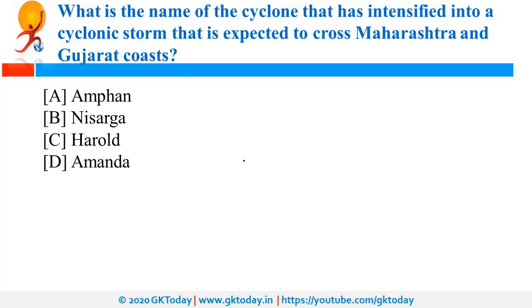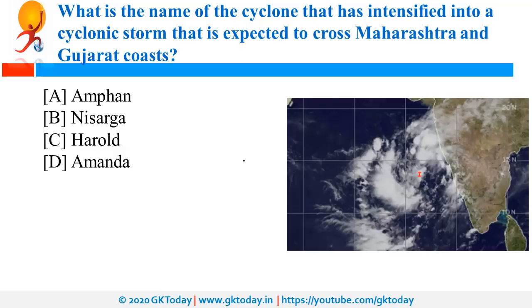Next question is, what is the name of the cyclone that has intensified into a cyclonic storm that is expected to cross Maharashtra and Gujarat coast? So the name of this cyclone is Nisarg, and the name of this cyclone was given by Bangladesh. So this cyclone is on the western coast. On the other hand, the previous cyclone was on the eastern coast. Previous cyclone means I'm talking about Amphan. So the name of Amphan was given by Thailand, and the name of this Nisarg was given by Bangladesh.